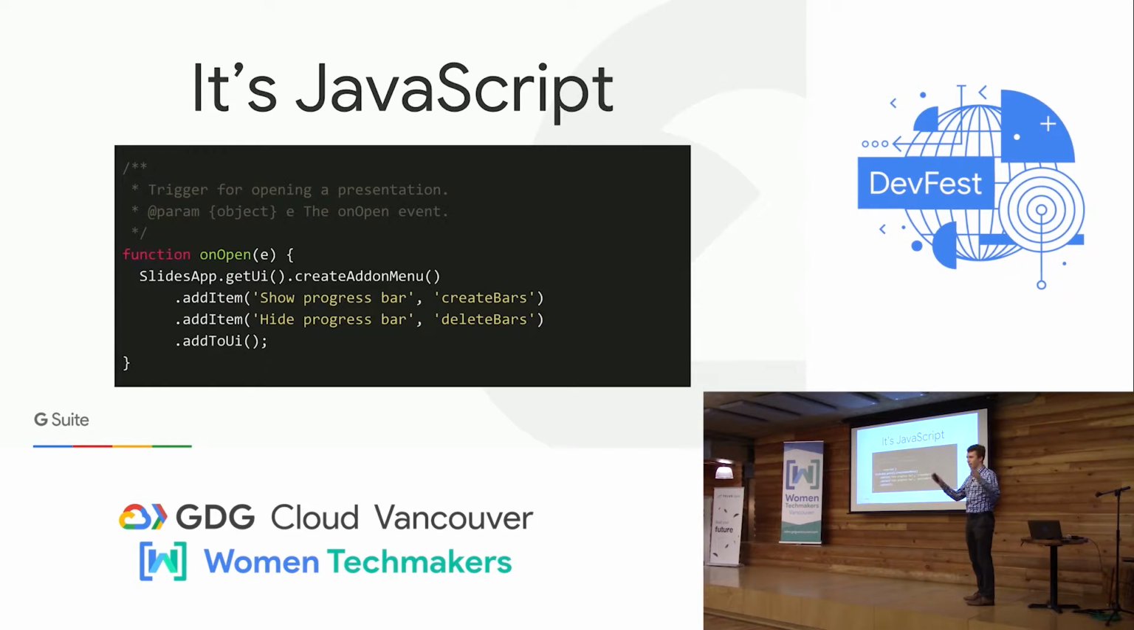It's not a whole other new language. If you know JavaScript, then you know how the basics of using AppScript. So in this example, we're creating a function that will listen to our Google Slides, and we'll create a couple add-on menus. Show progress bars, which will invoke the create bars function, and hide progress bars, which will invoke the delete bars function. This is actually a precursor to a demo I'll show.